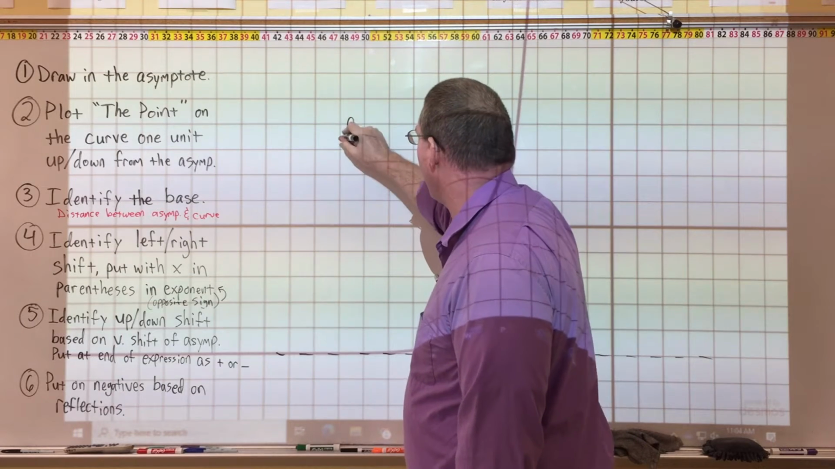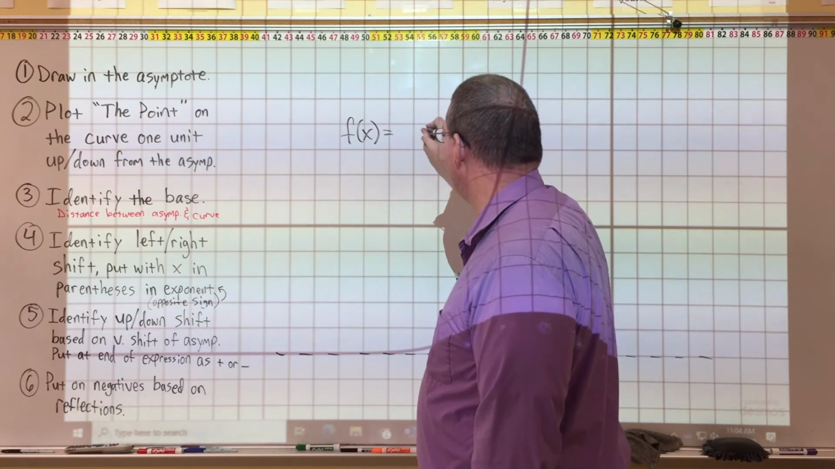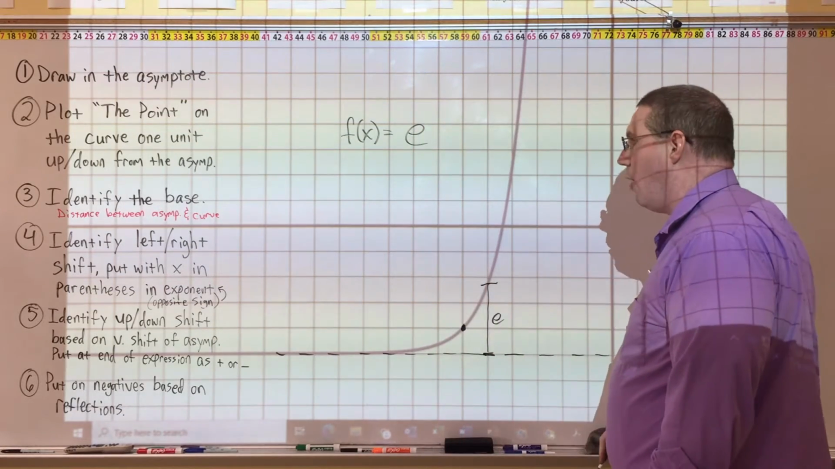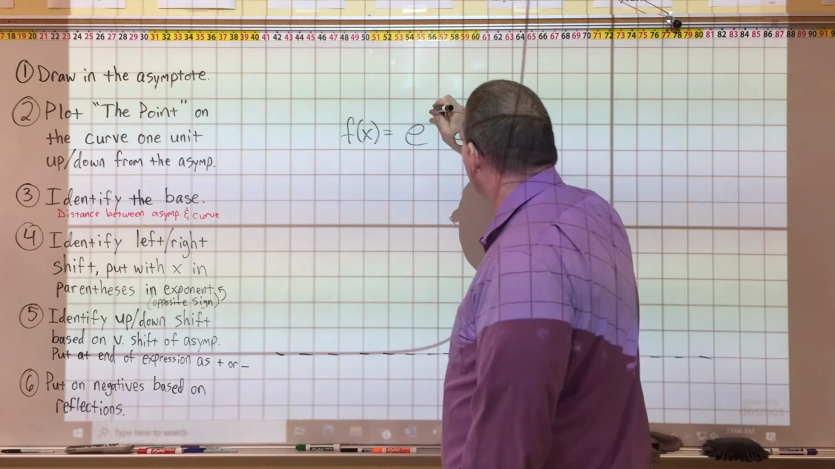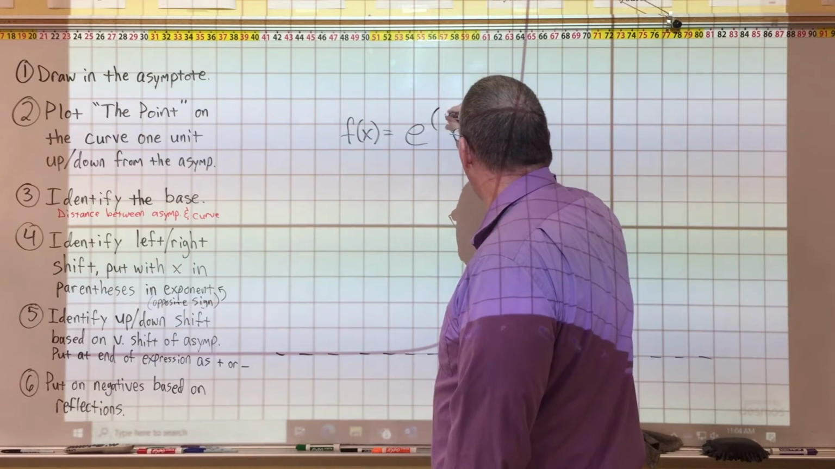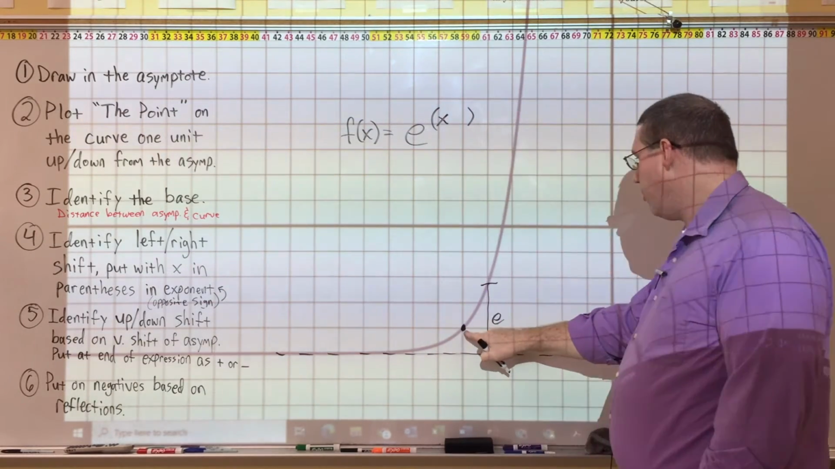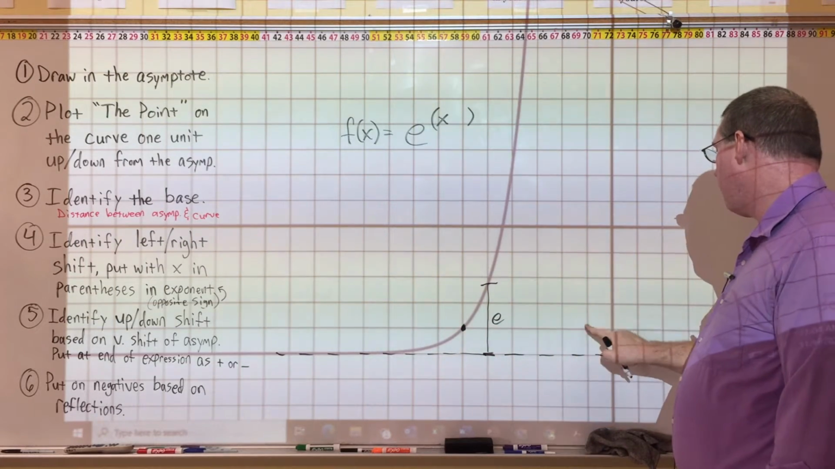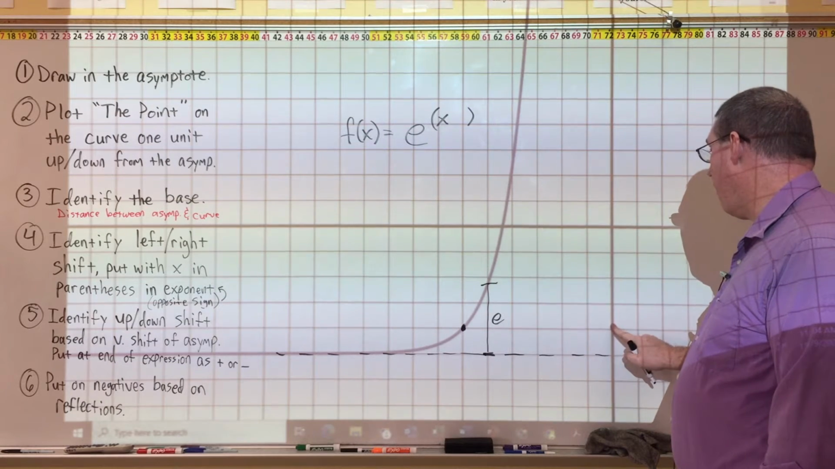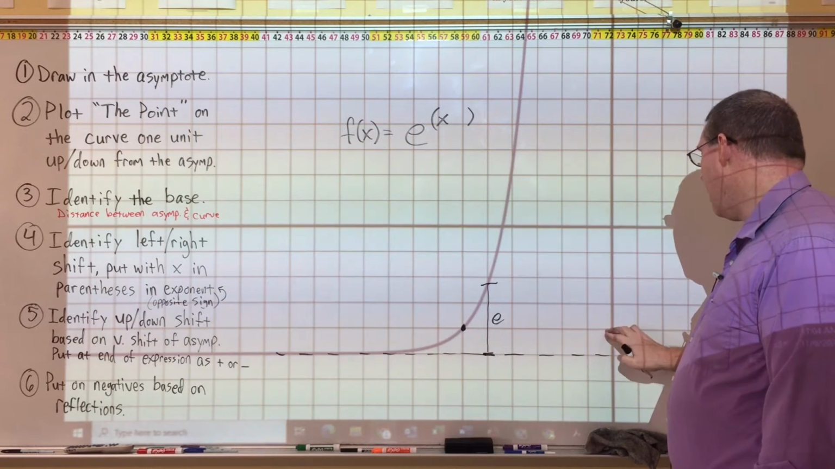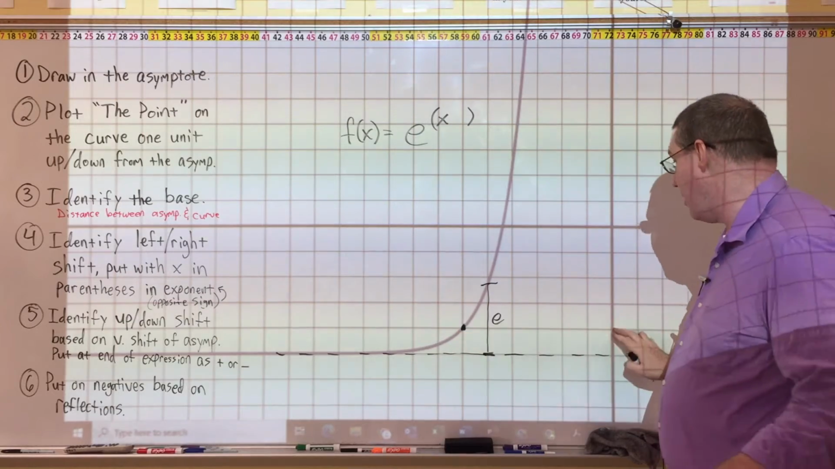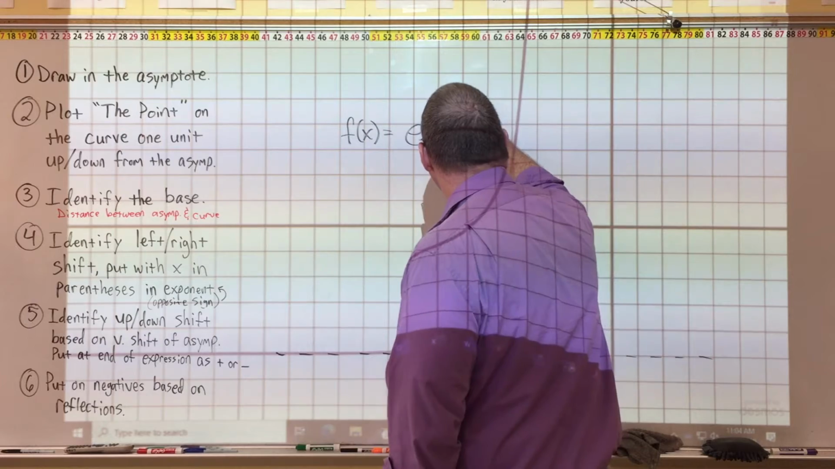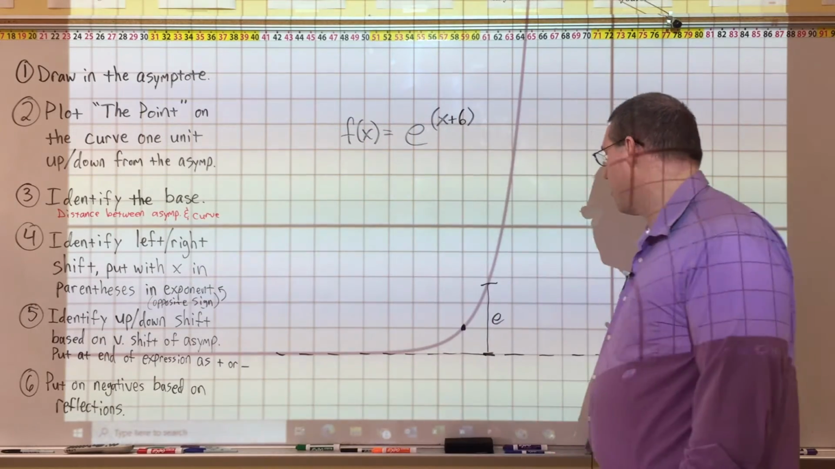Okay, so I'm going to put f of x is equal to, and I know that it has a base of e. Now I want the left and right shift, which is going to be put in the exponent with an x. All right, well, this point right here, how far is it from the y-axis? It's 1, 2, 3, 4, 5, 6 units from the y-axis, and it's in a negative direction. So it's a negative 6 shift. Opposite sign makes it plus 6. So this is going to be e to the power of x plus 6.